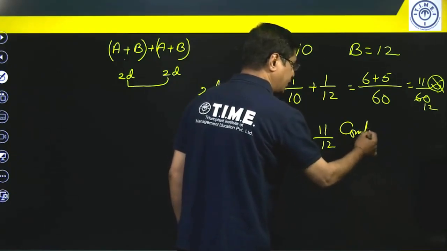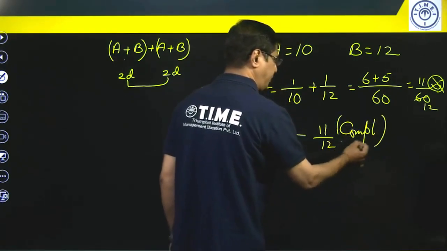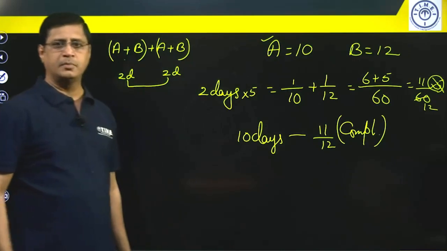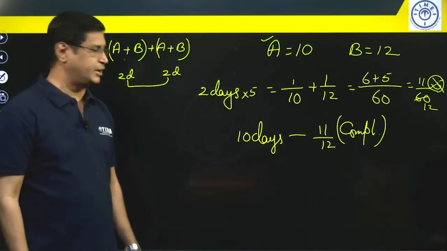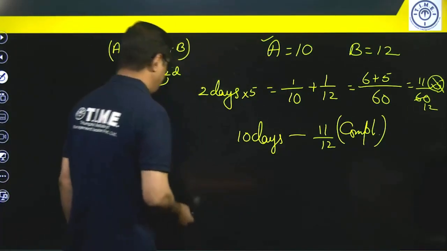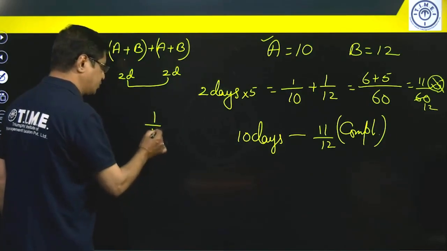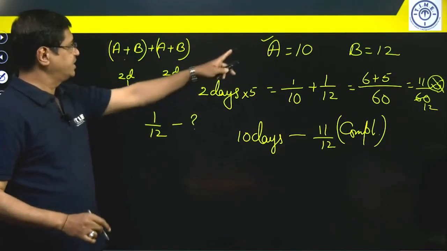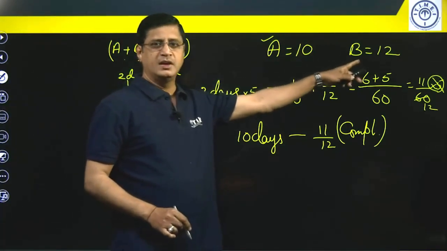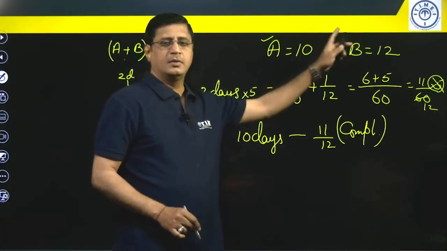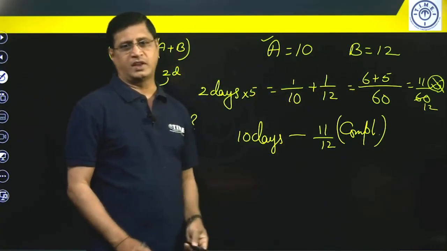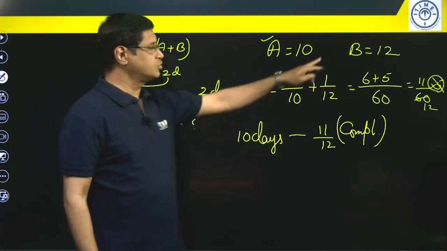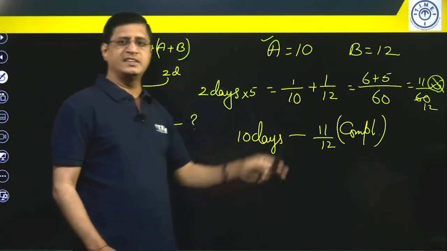This is the completed work. Okay. Now what is the remaining work? Remaining work is equal to 1 minus 11/12, that is 1/12. Who has to finish that remaining work? Whose turn is it now? The first day A is working, the second day B, next day A, again B, which means on all the even days B is working. 10 is even, so B's turn is over, now the turn is A's.